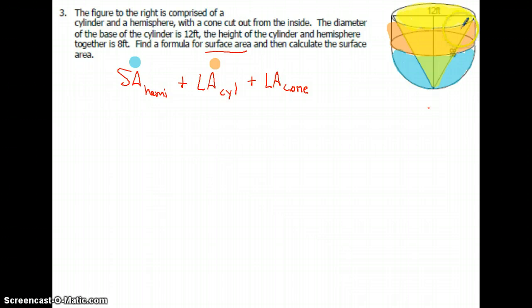Okay, now you can't see the numbers. This diagonal edge of the cone is 8. The diameter of the opening at the top is 12. Oh yeah, I didn't finish my answer key here. This part's the yellow part.